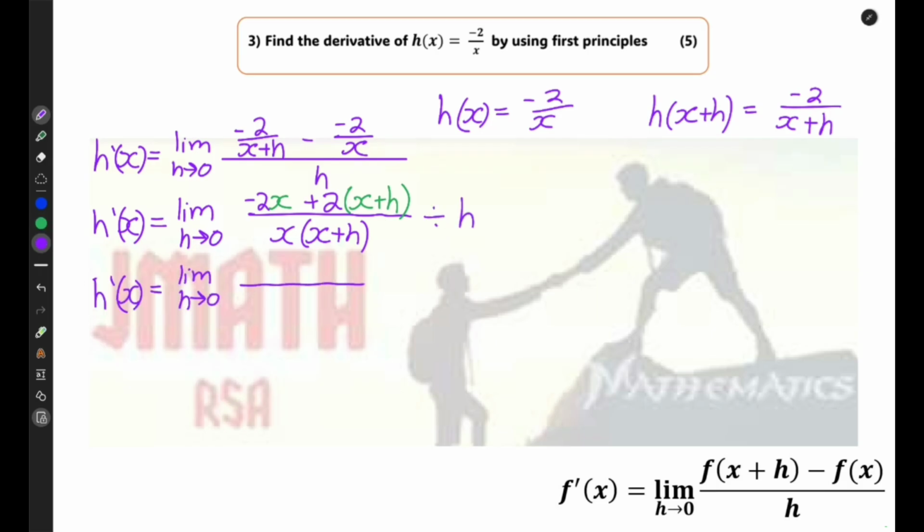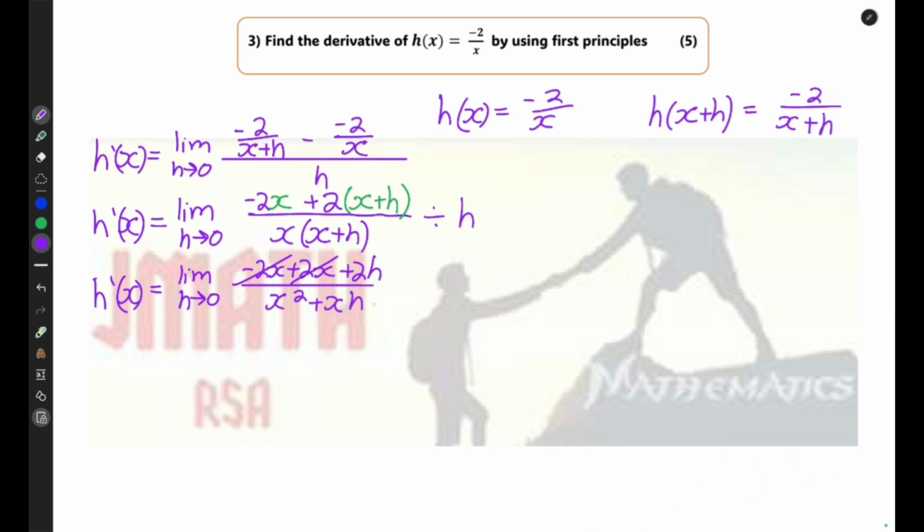So now that I have an LCD, I can just simplify up top. So minus 2x plus 2h. And this would now be the step where everything that does not have an h would cancel out. So minus 2x plus 2x would just cancel each other out. At the bottom, x squared plus xh. And now I can tip and times and make that 1 over h.